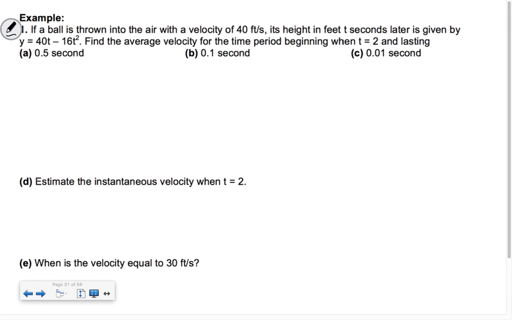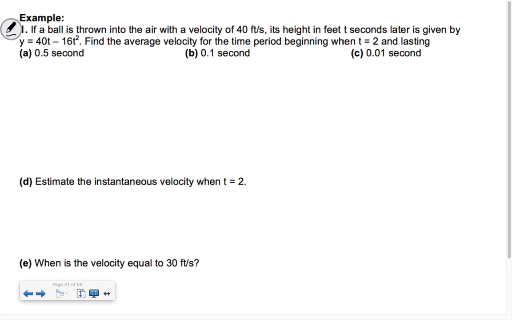Number 1, it says if a ball is thrown into the air with a velocity of 40 feet per second, its height t seconds later is given by y equals 40t minus 16t squared. You've seen these in every single math book, right? You've seen these types of equations. It comes from calculus. It has to do with gravity and so on.